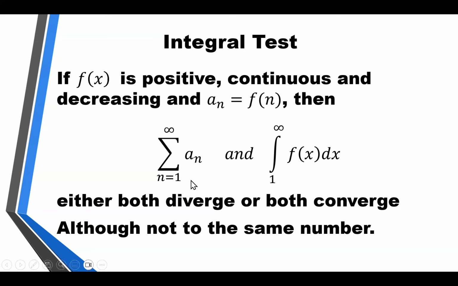Now, it's important to point out if they do both converge, they may not, and probably won't, converge to the same number. So if I can find that the integration of some f of x comes out to 2, that does not mean that the infinite series is going to add up to 2.